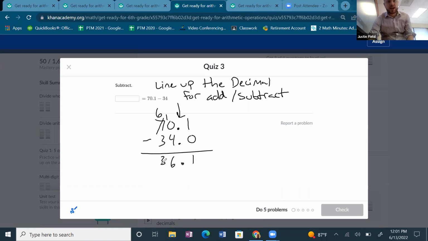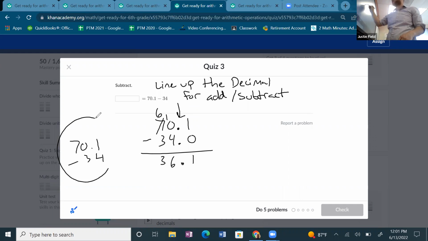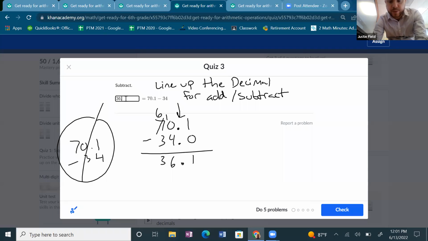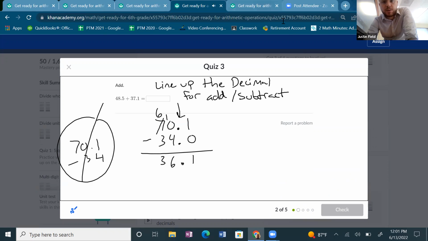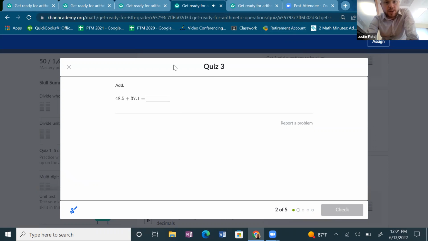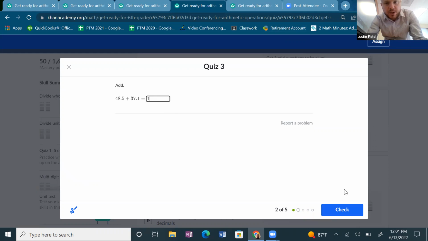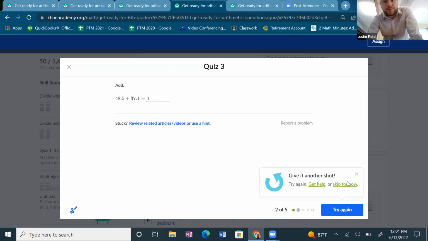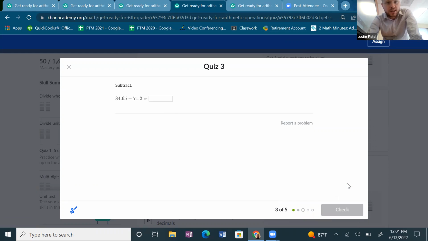Most common mistake is people go like this. And that is wrong. It will not get you 36.1. You know what? Decimal math is money math, so you could be losing a lot of money. So line up the decimal and try that one. Line up. Oh, yeah.